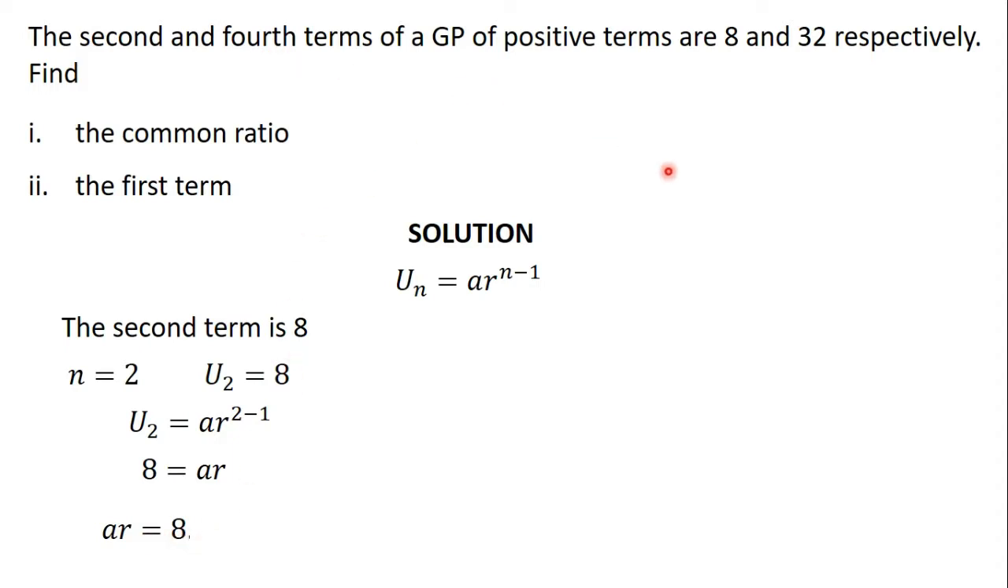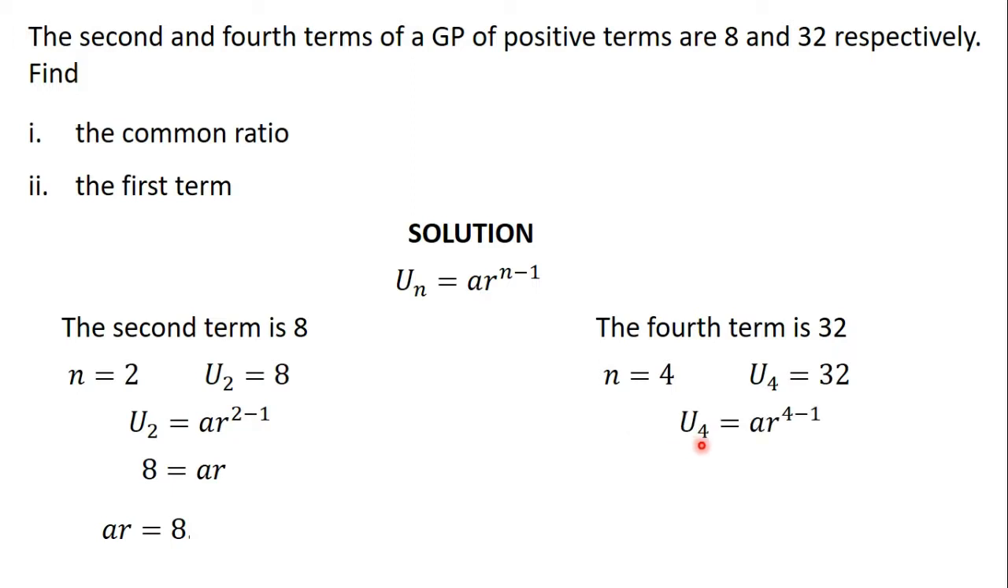We also know that the fourth term of the GP is 32. The fourth term will be denoted by U4. So U4 is equal to 32. We are talking about the fourth term, so the number of this term is 4. So n is equal to 4. Let's find U4 from the formula. From the formula, U4 will be equal to ar^(4-1). U4 is equal to 32. So we have 32 is equal to ar^3, since 4 minus 1 will give us 3. This can also be written as ar^3 is equal to 32.